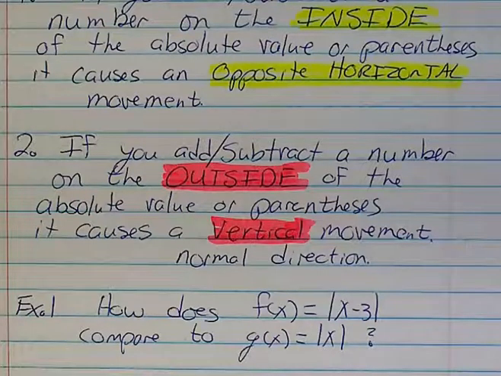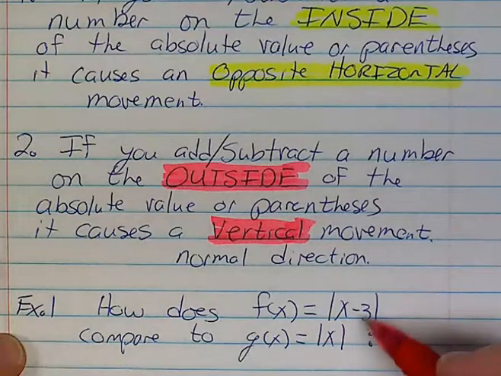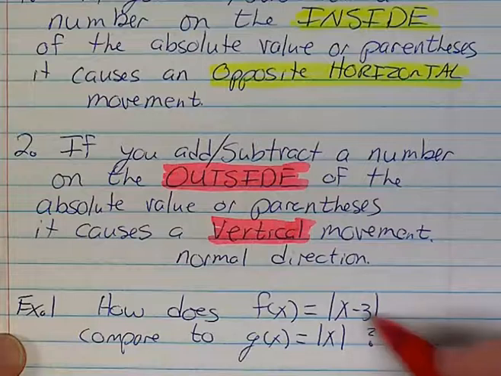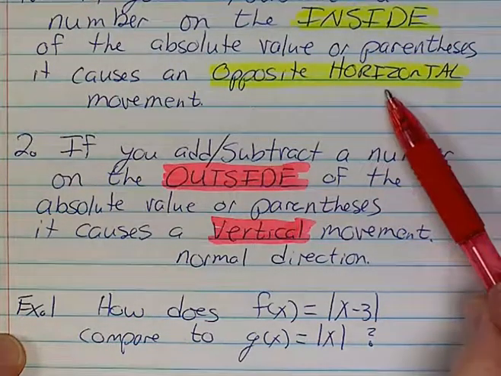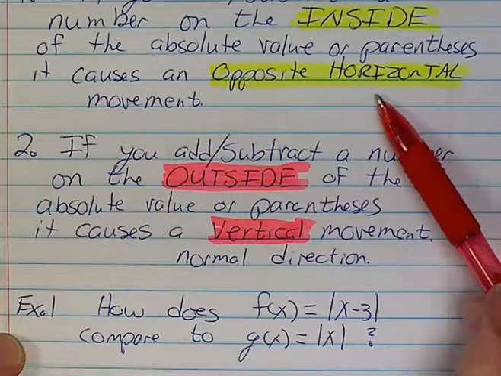Yeah, 3, right? So the only difference between those two functions is the -3. Where is the -3? It's on the inside of the absolute value, right? So here's all we have to do: since the only difference between these two functions is this -3 and it's on the inside, that means we're going to move this thing in the horizontal direction, but we're going to go the opposite direction.